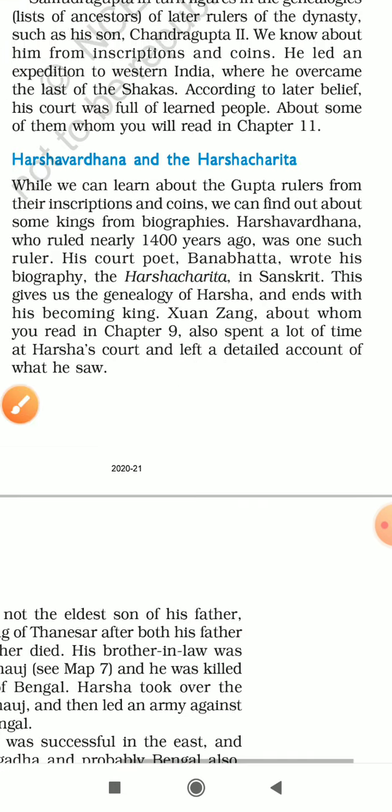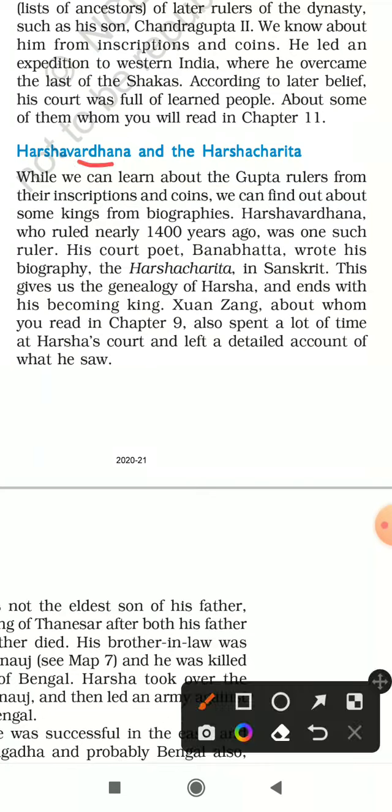Now, coming to Harshavardhana and Harshacharita. While we can learn about the Gupta rulers from their inscriptions and coins, we can find out about some kings from biographies. So, what are biographies? Biographies are basically books which are written in the form of the story of a particular person. Harshavardhana, who ruled nearly 1400 years ago, was one such ruler. So, we get to know about Harshavardhana from his biography.